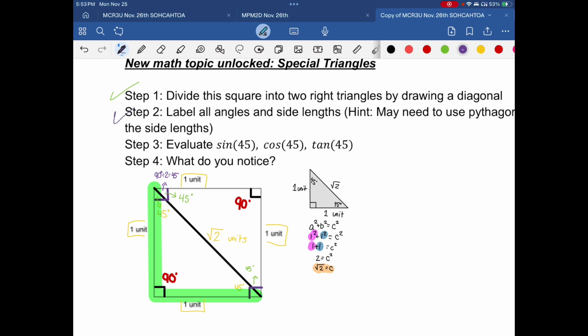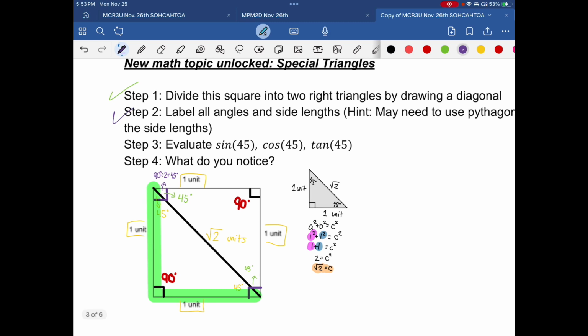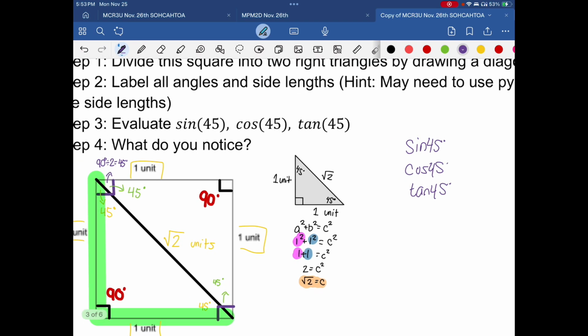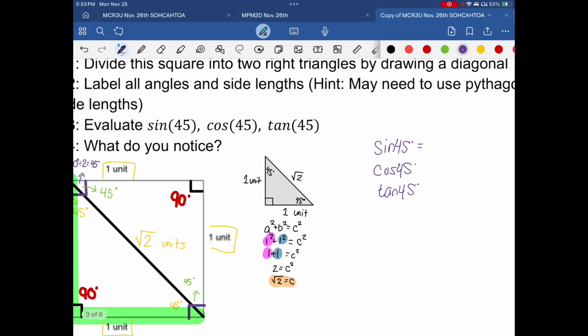let's determine step 3. Let's evaluate sine 45 degrees, cos 45 degrees, and tan 45 degrees. Okay. I know sine can be made by doing opposite over hypotenuse.